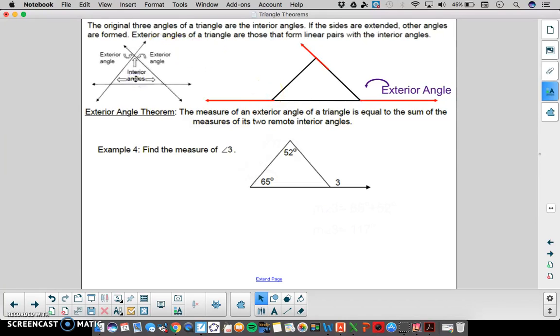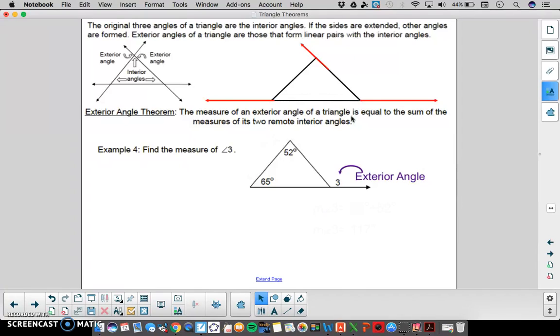Here's another illustration to show you where those exterior angles would be. We would have an exterior angle here, here, here, and here. Notice how these exterior angles are vertical to one another, and the same here. Now, the exterior angle theorem states that the measure of the exterior angle, the measure of angle 3, is equal to the sum of the measures of its two remote interior angles.